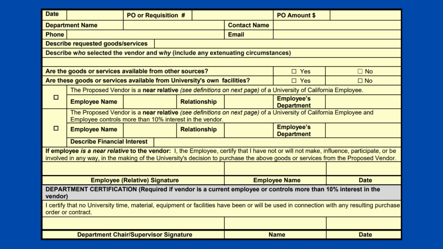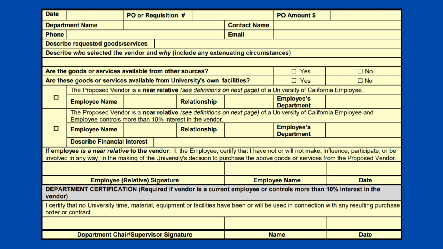Also note that if you don't have enough room in these fields, please add an additional document with more details to be included with this conflict of interest form when submitting. They would fill out the next yes or no questions on whether the services were available from other sources or through the university's own facilities.